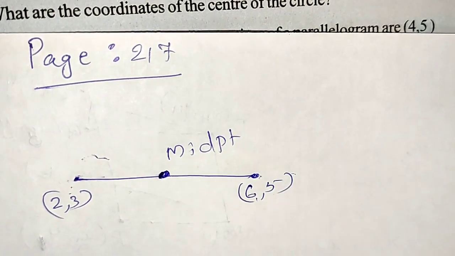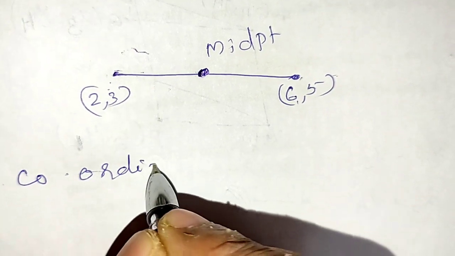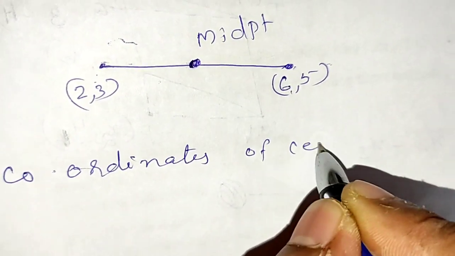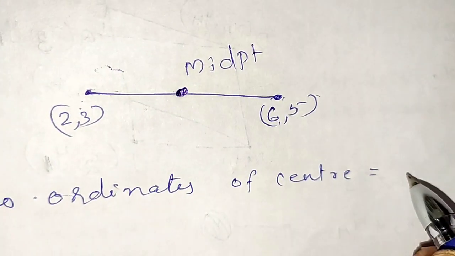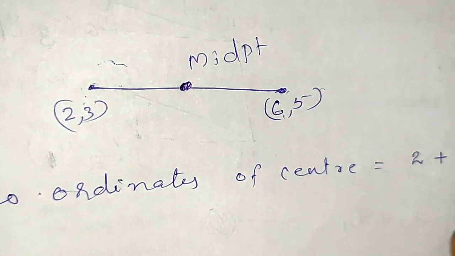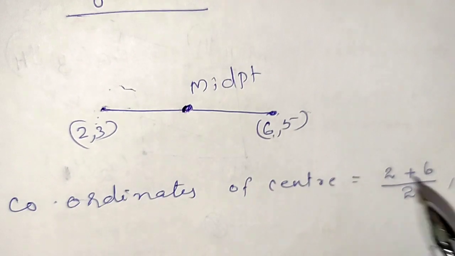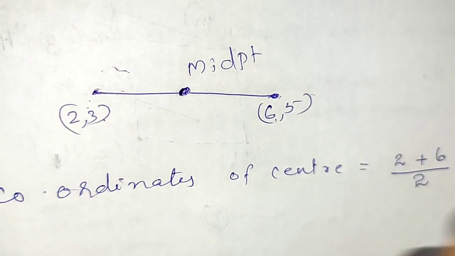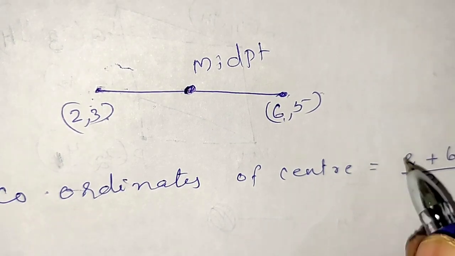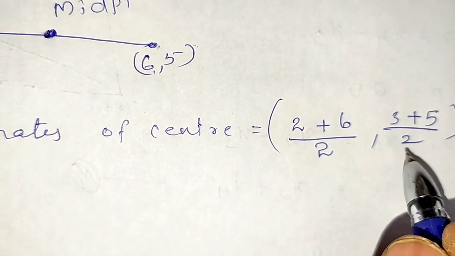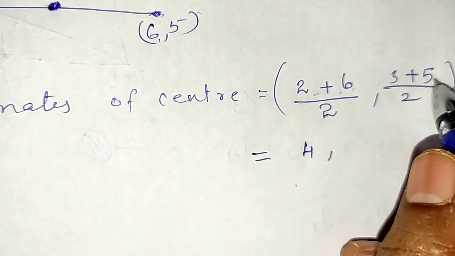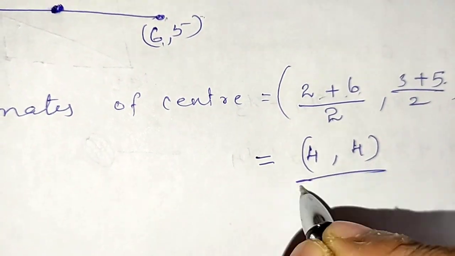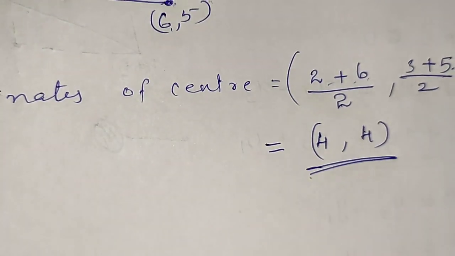And how do we calculate the coordinates of the midpoint? The coordinates of the center are the midpoints of the x coordinates and y coordinates. Here the x coordinates are 2 and 6, so (2 plus 6) by 2, comma, and the y coordinates are 3 and 5, so (3 plus 5) by 2. 2 plus 6 is 8, 8 by 2 is 4, and 3 plus 5 is 8, 8 by 2 is 4. Thus the coordinates of the center are (4, 4).